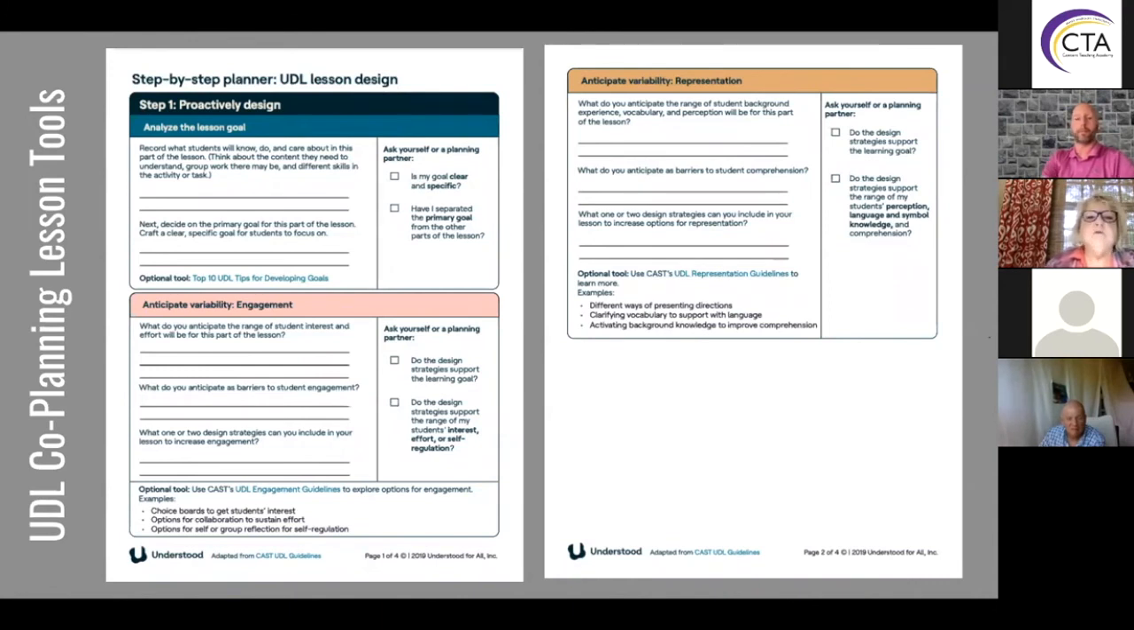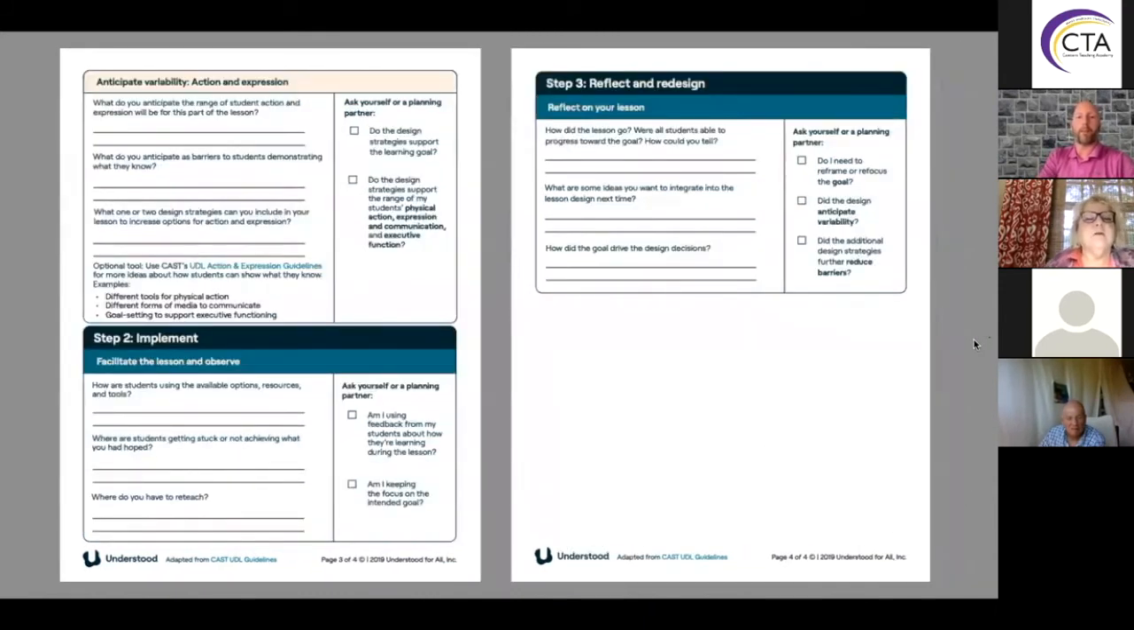And then step 2 is implementation, and step 3 is the reflection, much like that 6-step process, Matt, that you had shown before. So this is a really great resource. You can find this resource on Understood for All, which is understood.org, and you can print that off or use it digitally. And it's a really great planning tool there.